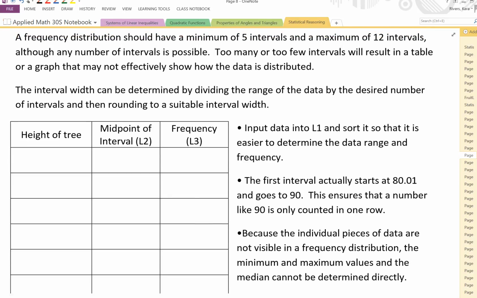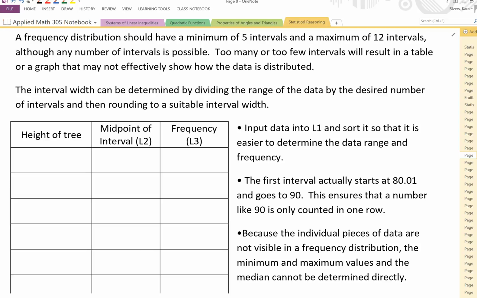Maximum of 12 intervals, because at that point if you're getting more than 12 intervals, you might as well use all of the data. Even though any number of intervals is possible, this is kind of where you want to be, between 5 and 12. Too many or too few intervals will result in a table or graph that may not effectively show the data just as it's distributed. The interval width, so the size of your interval, can be determined by dividing the range of data by the desired number of intervals and then rounding to a suitable interval width.